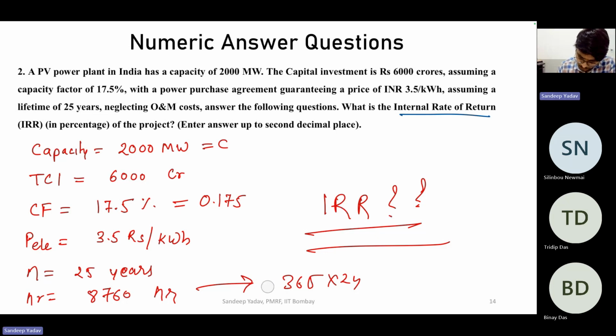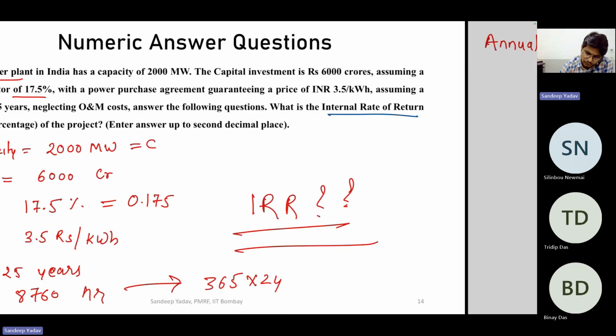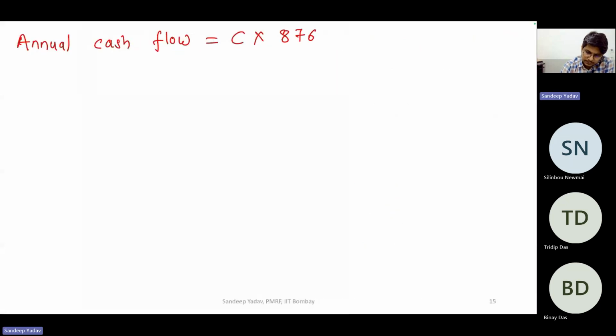If anyone is doubting that, we are considering it's working 24 into 7, but at the same time we are also taking the capacity factor. Because it's a solar plant, we need to consider that only 17% of this time the plant will be able to work, due to the sunlight and the clouding and the weather conditions. So that will include 8760 into capacity factor into per unit price, electricity price.